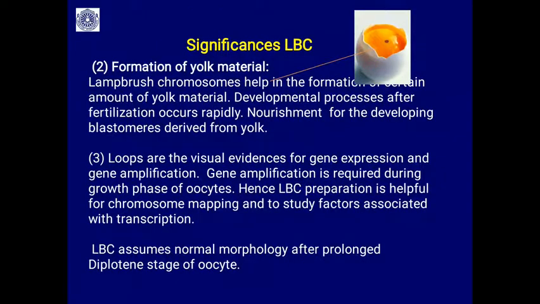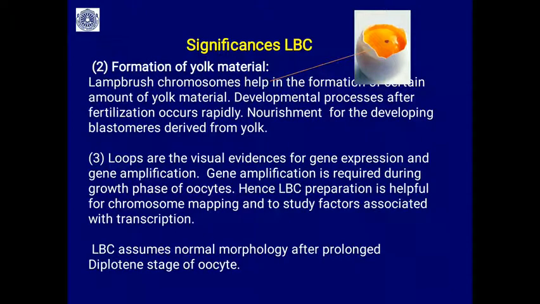Another significance is the formation of yolk material. Lampbrush chromosomes help in the formation of the protein portion of the yolk material. Developmental processes after fertilization occur rapidly. Nourishment for the developing blastomeres is derived from the yolk, and the yolk mainly contains proteins. The RNA responsible for these proteins is synthesized during lampbrush chromosome formation.